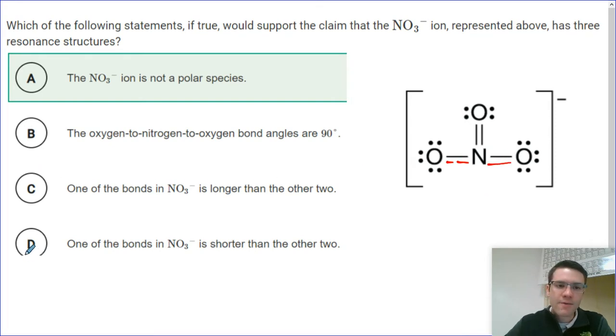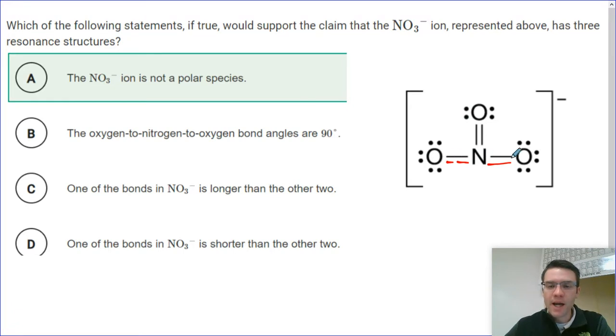Let's look at C and D first here. One of the bonds is longer than the other 2, or one of the bonds is shorter than the other 2. Both of these, if this was true, would support not having resonance. In other words, if this double bond only exists on one oxygen, that double bonded nitrogen oxygen would be a shorter bond than the single bonded nitrogen oxygen. And if that were the case, we would say that those electrons are fixed in just one spot in our molecule. But if you measure these, they're actually all the same size.